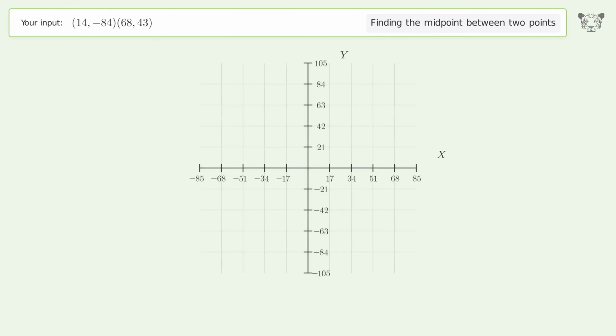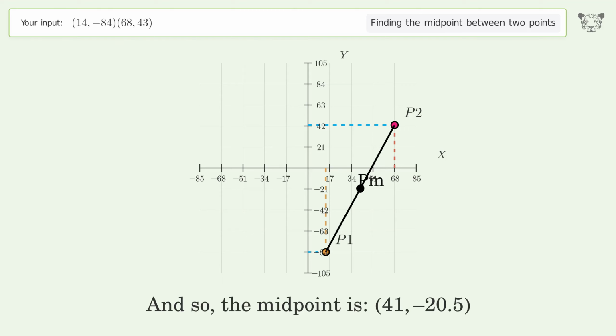And so, the midpoint is 41, negative 20.5.